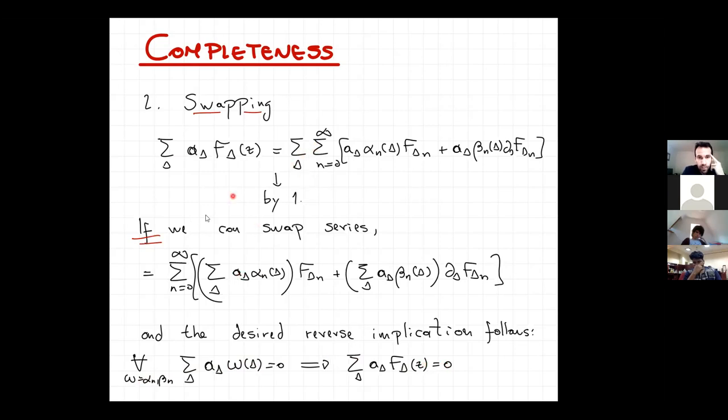However, there's a catch. We had to swap these series, and it's not at all obvious that you are allowed to do this. In fact, that's the whole point: when can you swap these series?